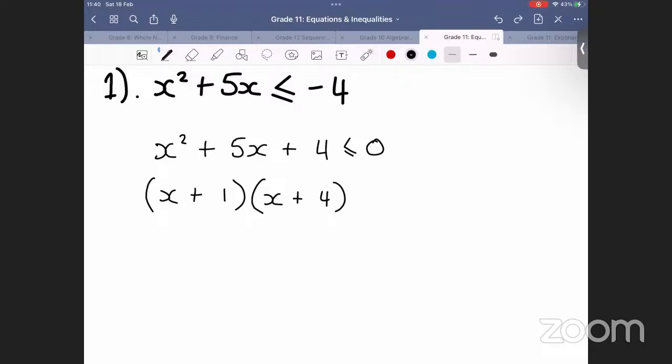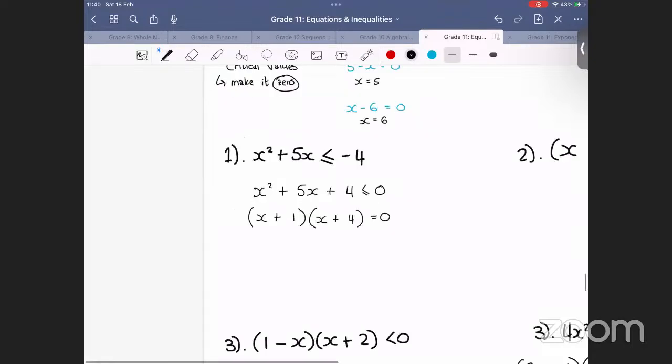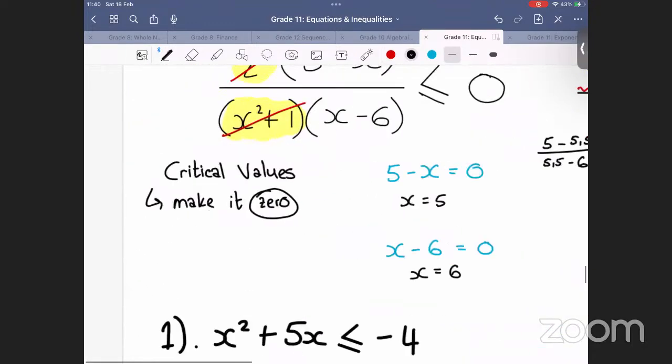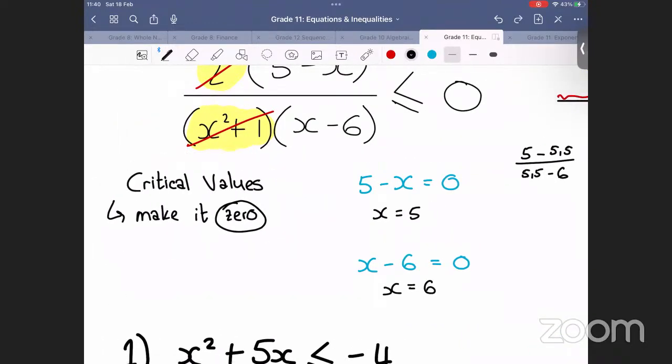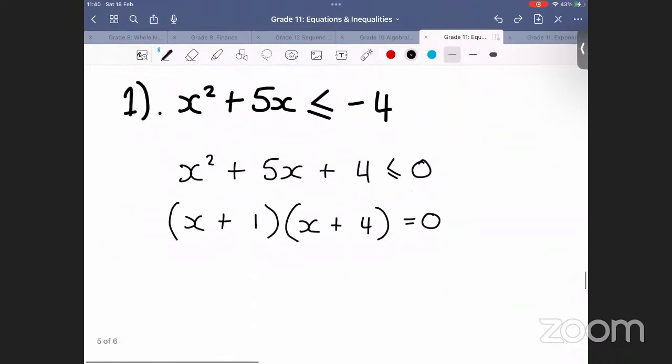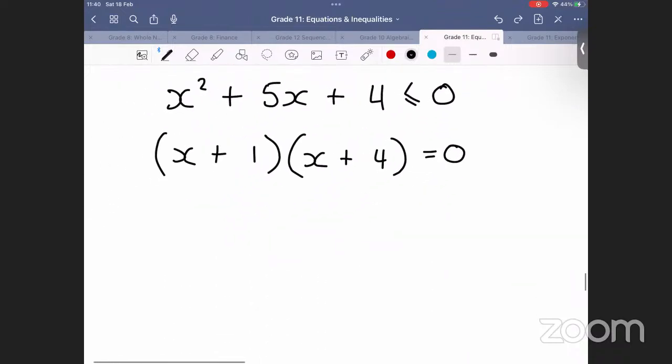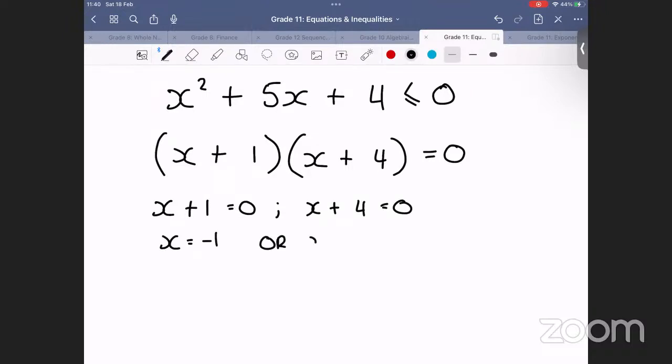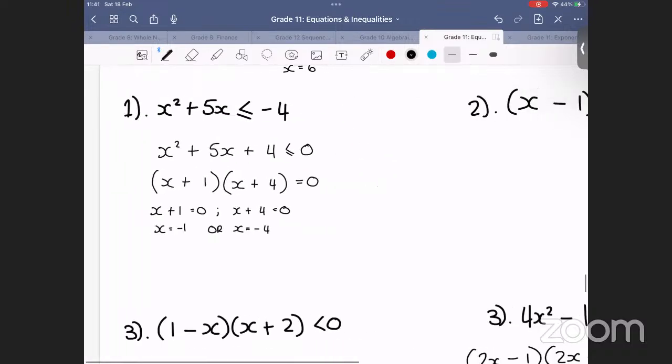The reason you want to equate it to 0 is because you always want to find your critical values. Your critical values are what make the equation 0. So you equate it to 0 and then you solve for x to find those critical values. In this case, x plus 1 is equal to 0, remember, you equate each factor to 0, or x plus 4 is equal to 0. So x is equal to negative 1, or x is equal to negative 4. Now I have identified my critical values.